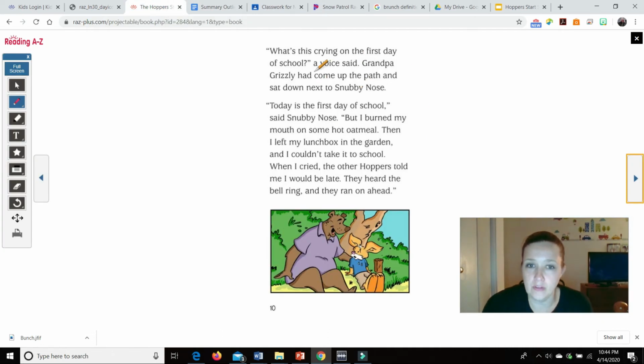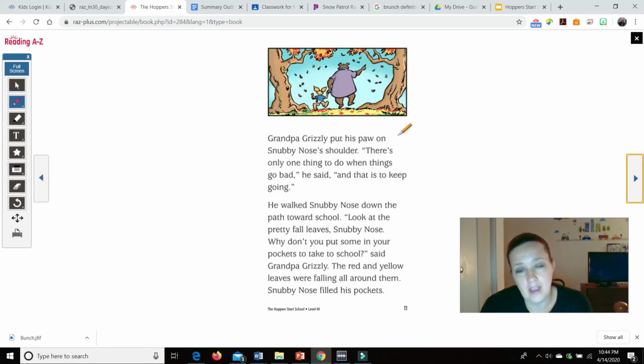And Grandpa Grizzly comes along and sees Snubby Nose crying. And Snubby Nose says today's first day of school, nothing is going right. And Grandpa Grizzly put his paw on Snubby Nose's shoulder. There's only one thing to do when things go bad, he said. That is to keep going. He walked Snubby Nose down the path. Look at the pretty fall leaves, Snubby Nose.